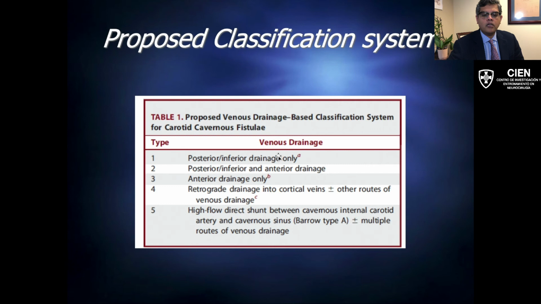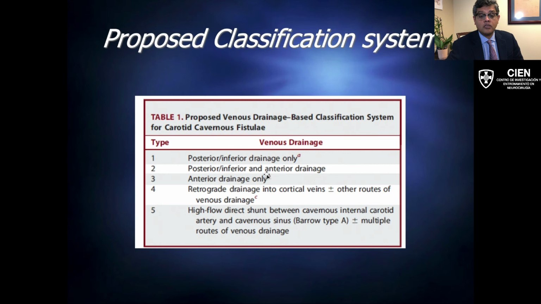So type 1 is just posterior inferior drainage. These would predominantly present with cranial neuropathies, usually diplopia. Posterior inferior and anterior drainage. Anterior drainage would produce proptosis, conjunctival chemosis. Anterior drainage only.